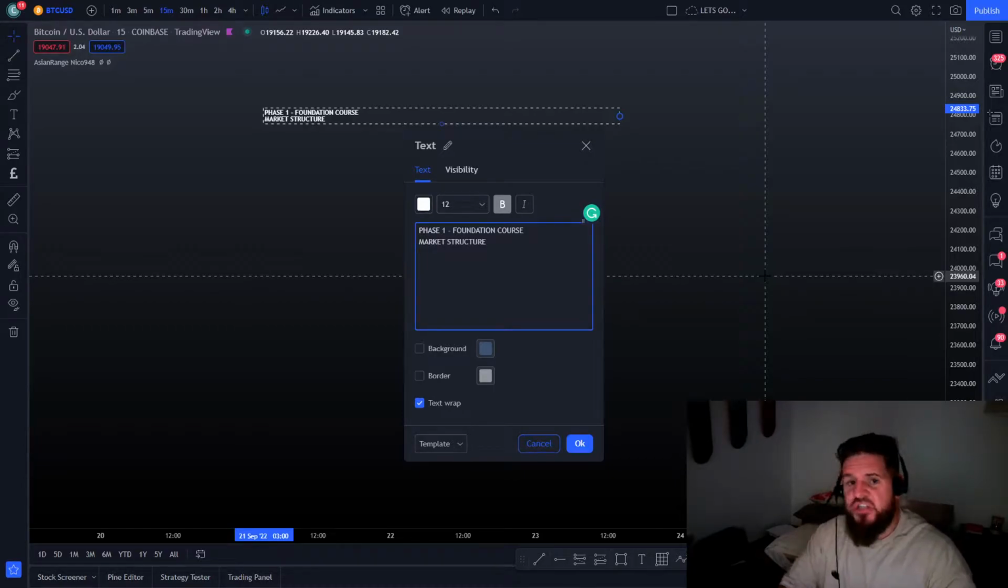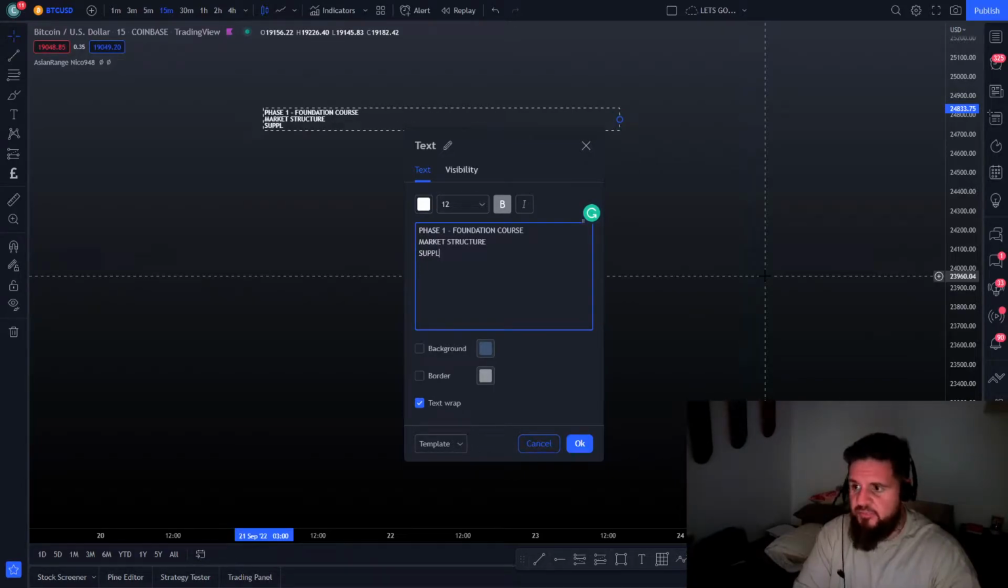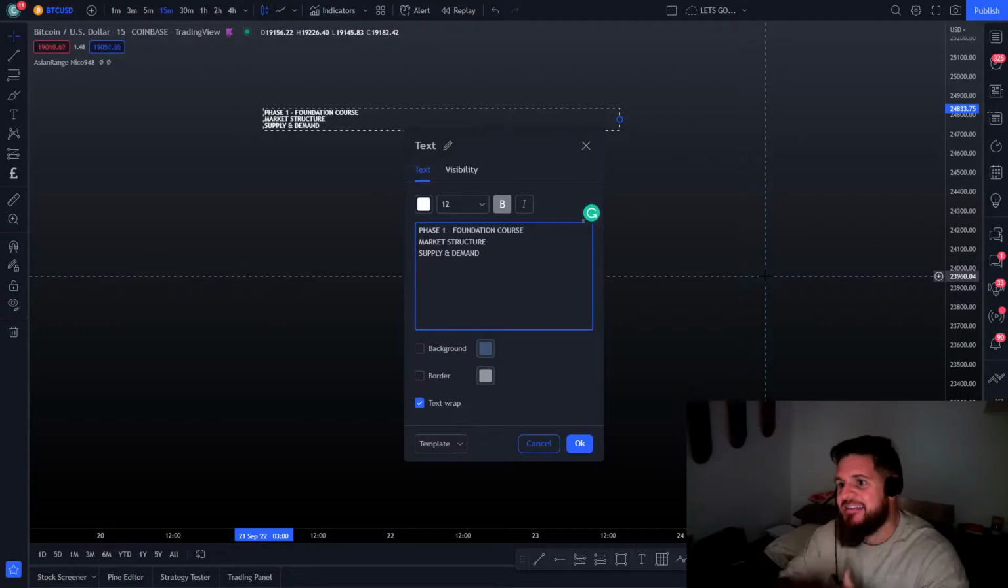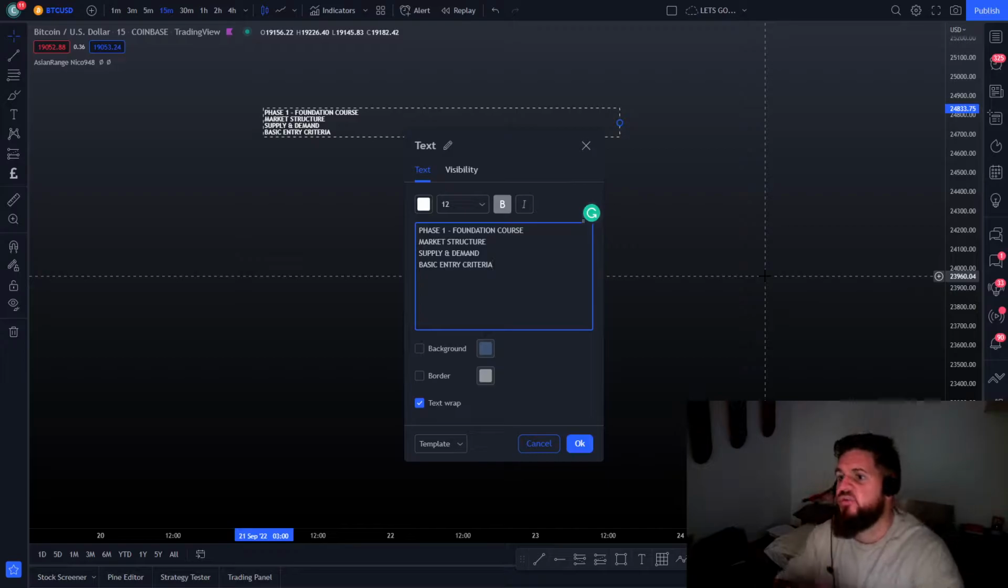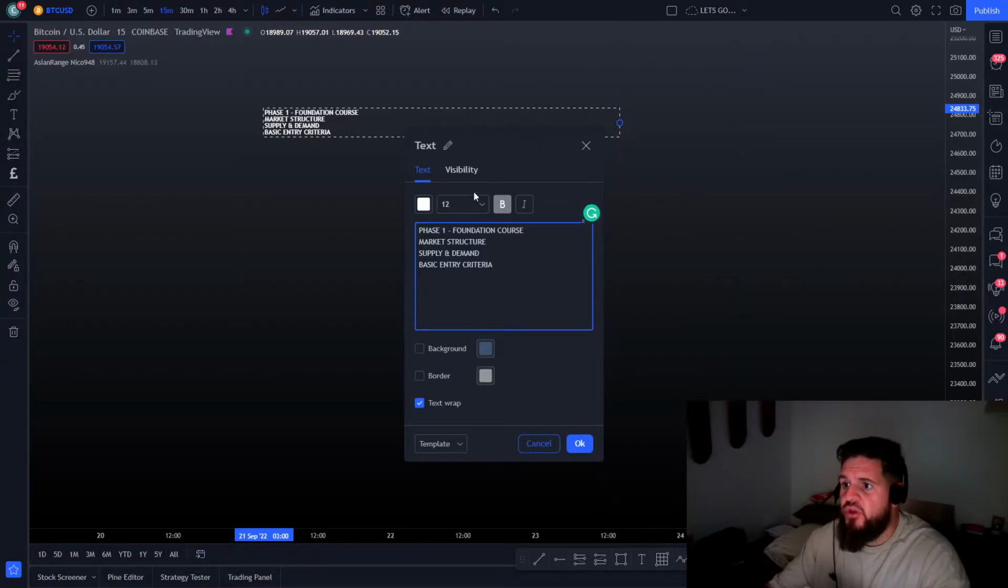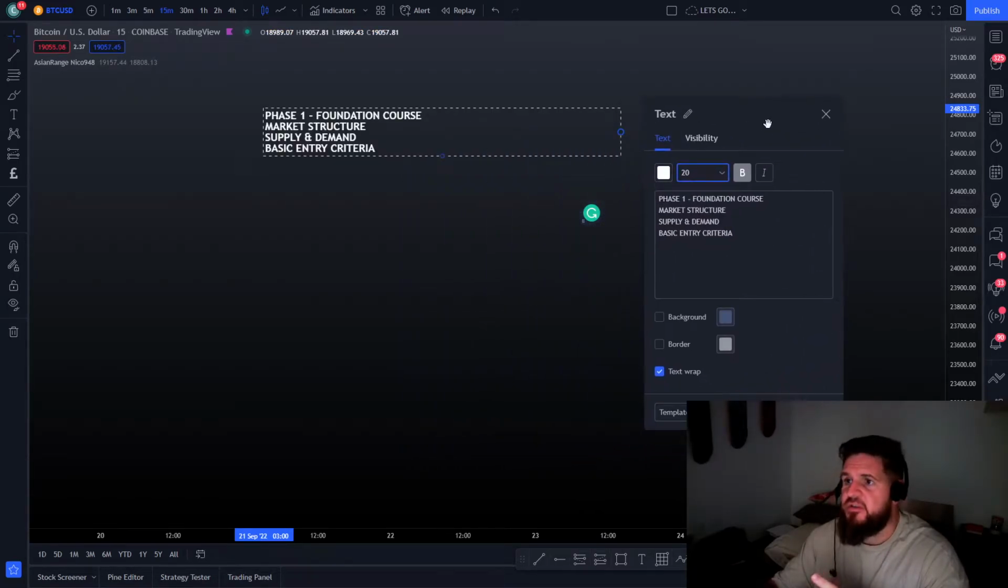So market structure obviously is most important. We've then got the supply and demand, okay, which is the next step. And then we've got in phase one basic entry criteria. So what I'll give you with phase one is enough information so that you can comfortably trade, and enough knowledge and enough understanding of how this all works so that you can pass a prop firm challenge.